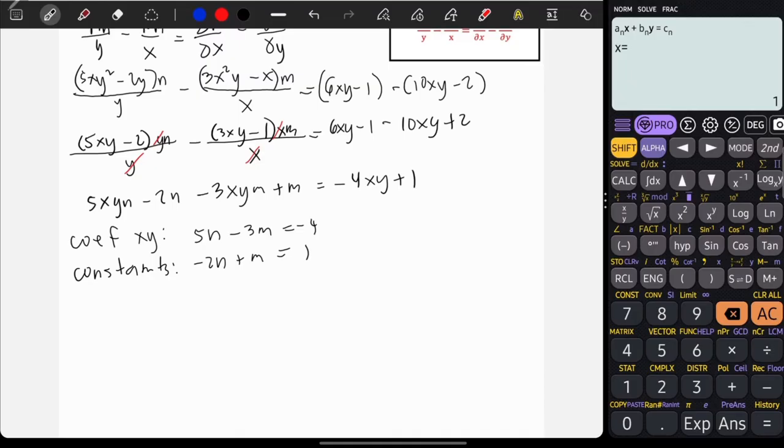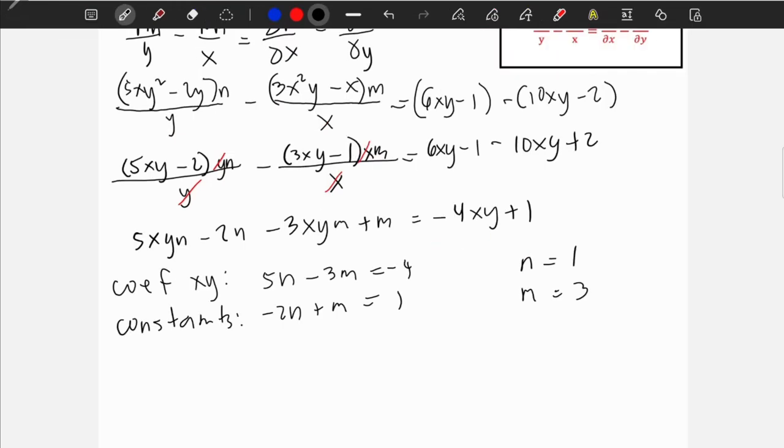So, n is equal to 1. The first coefficient that we input is n, so the first result is n. So, n is equal to 1. Next is m is equal to 3. IF for case 3 is IF equals x to the power of m, y to the power of n. So, the integrating factor is x to the power of 3, y.